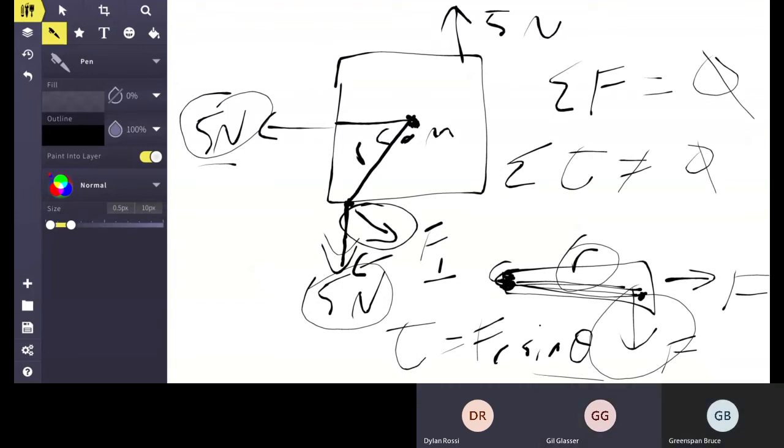So it can't be in line with a radius, because then sine of 0 would be 0, and you're not turning it anywhere. Okay, so that's the idea about torque.